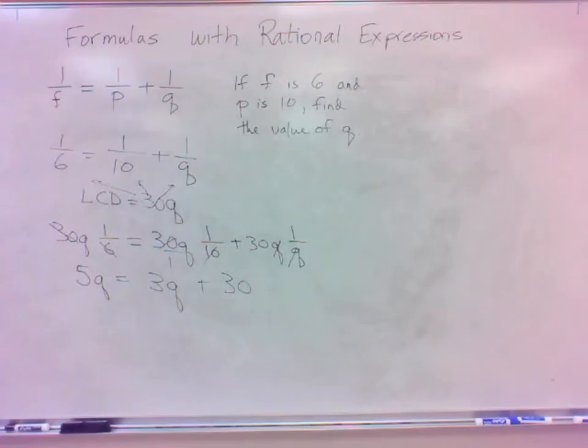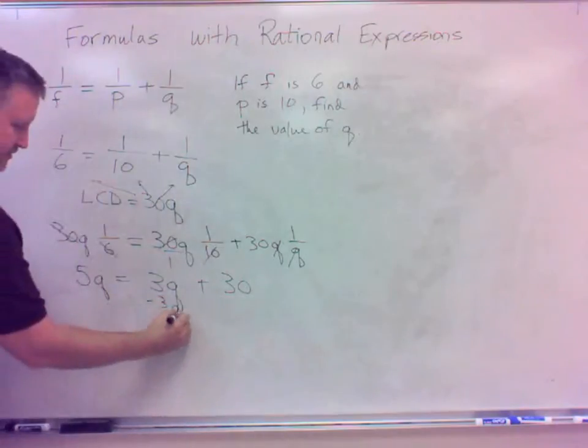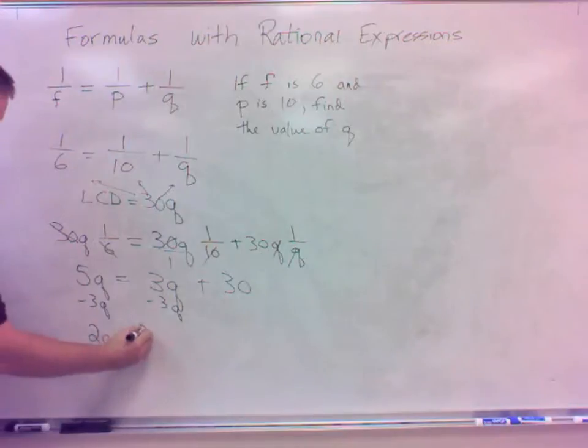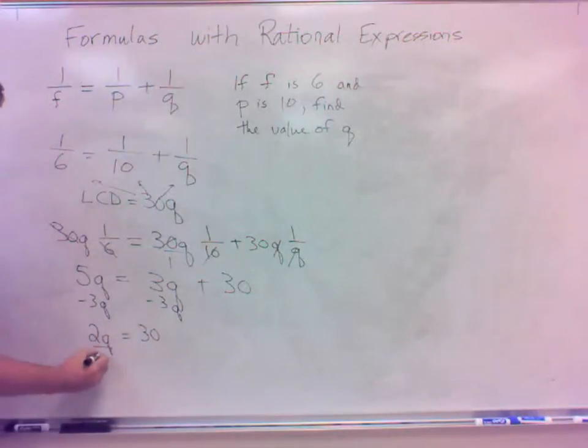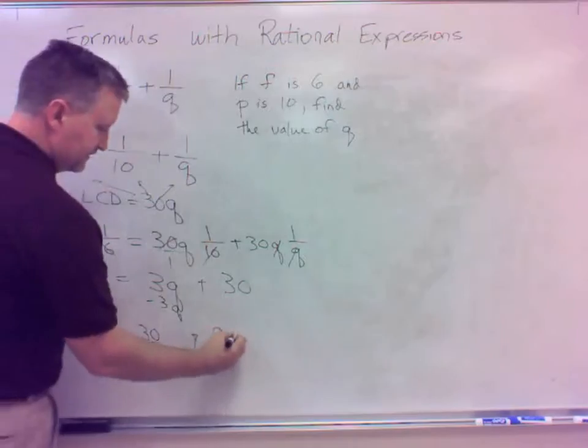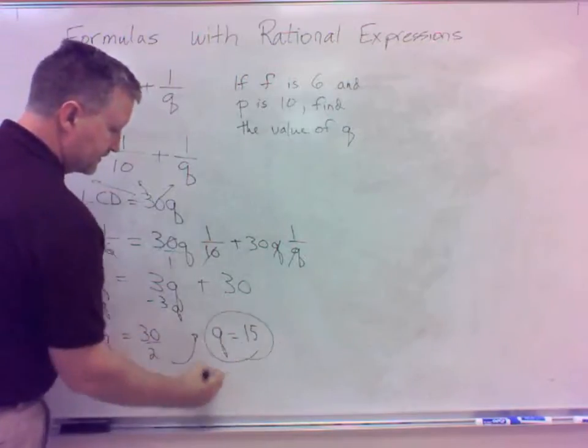Solve for q here. So we subtract 3q, and 2q equals 30. That's what we have left. Divide by 2. Q would be 15.